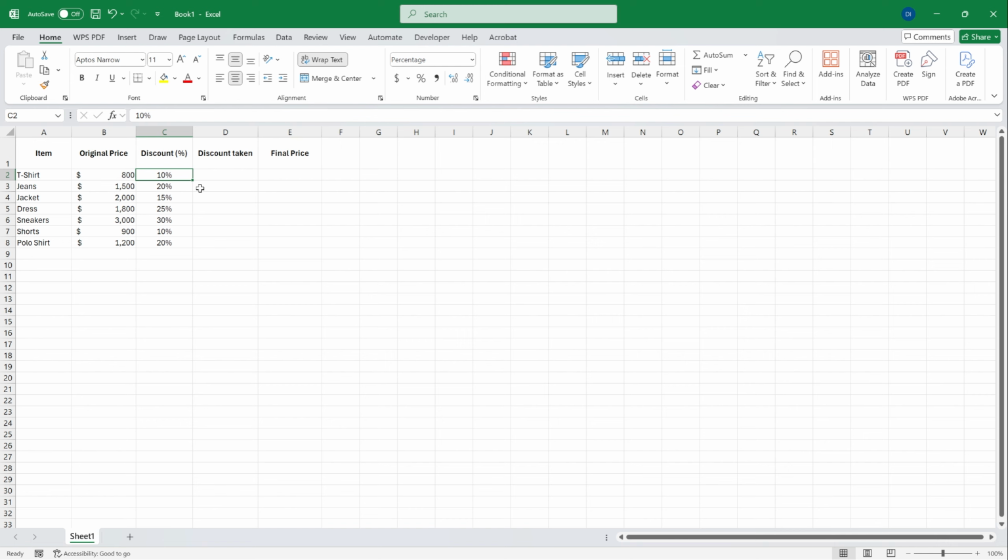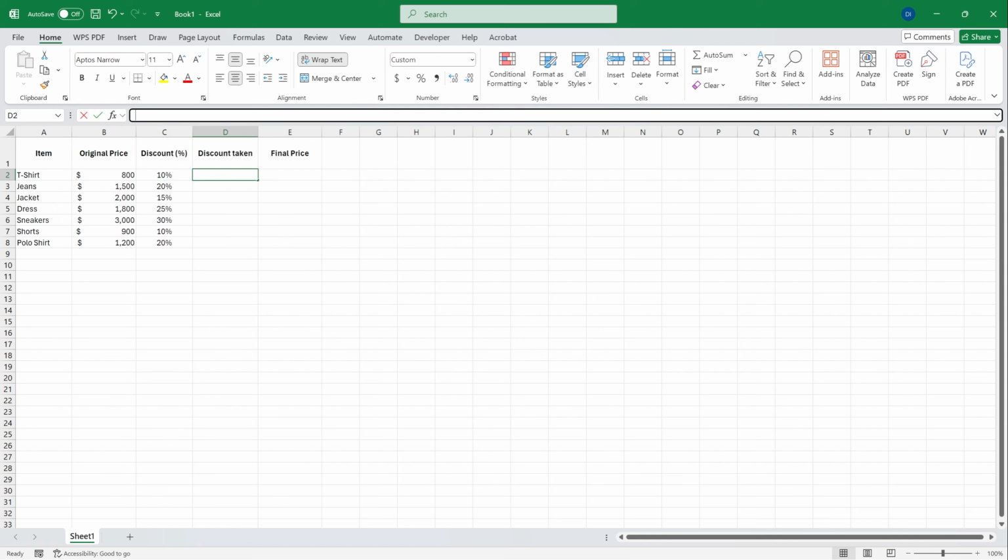And basically what we're going to do is get the discount amount from the original price and the discount in percentage. Now to do that, we're just basically going to do the formula here. So we're going to click B2 and then multiply it by C2, or the discount price.